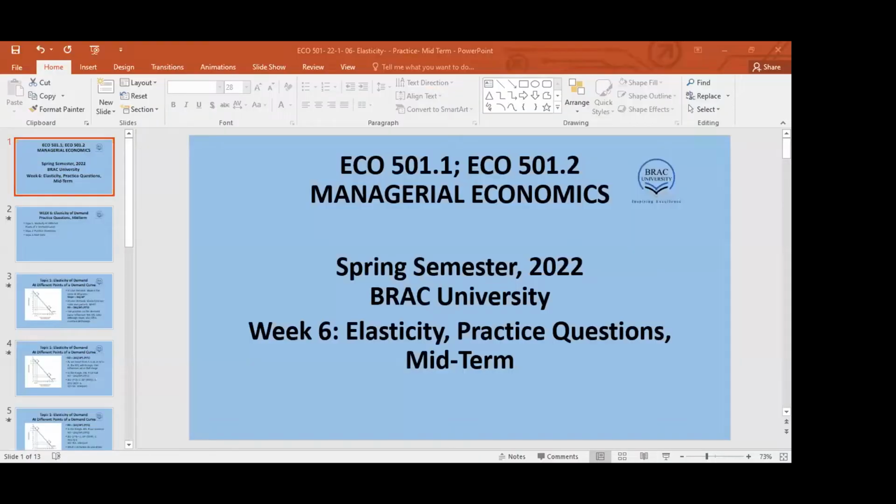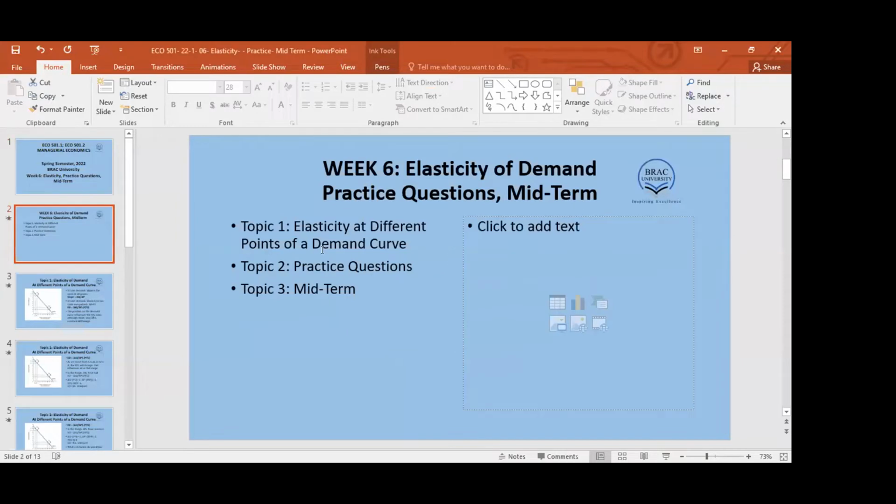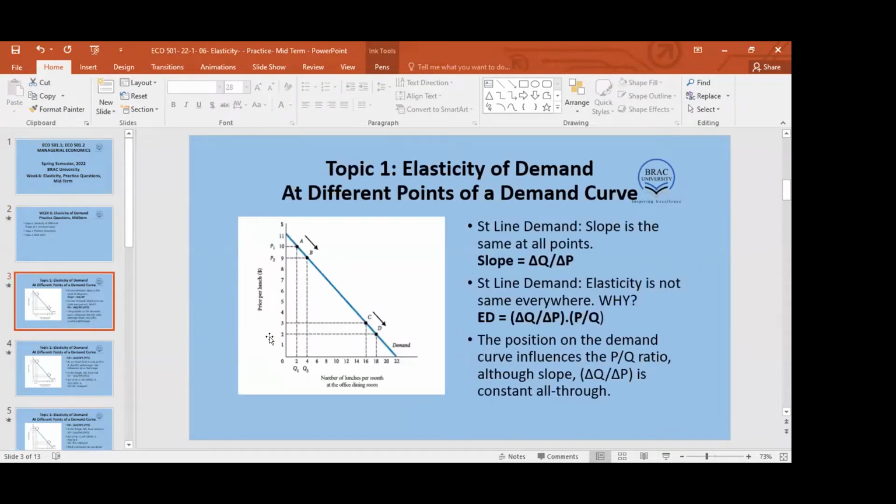Okay, can you see the slides? Yes, sir. Okay, lovely. So, as I said, topic 1, elasticity at different points of a demand curve, practice questions, and the last topic will be our midterm, which we will discuss at the end. Acha, this is the demand curve.